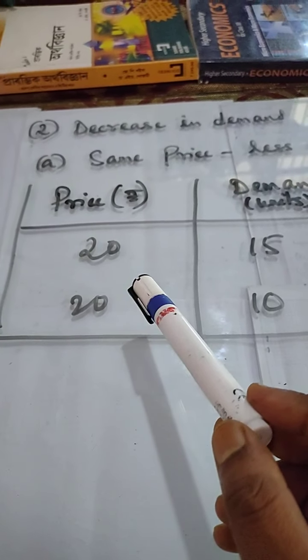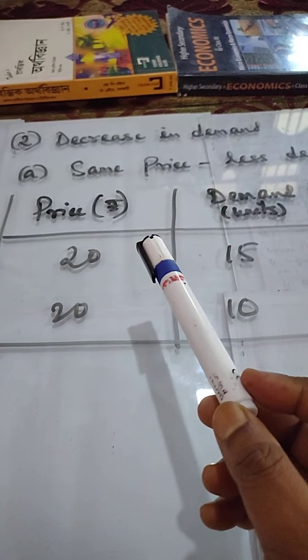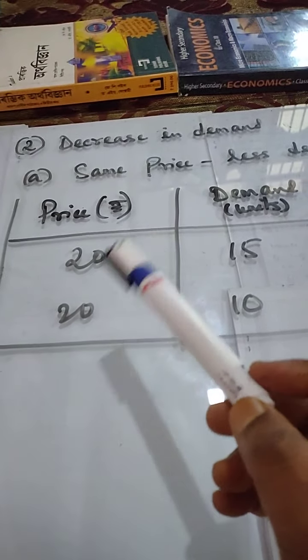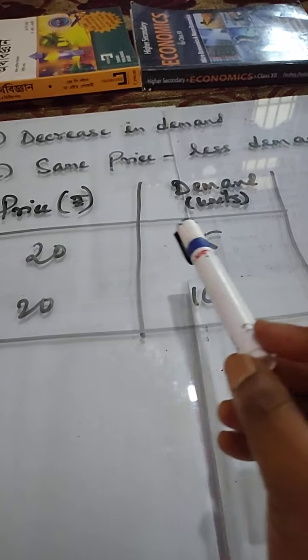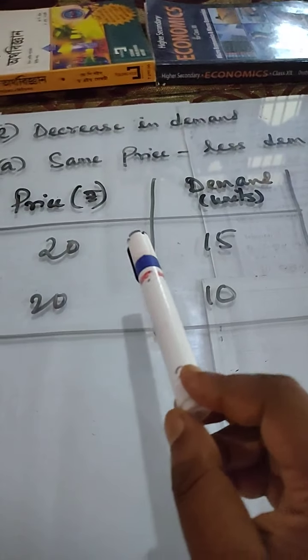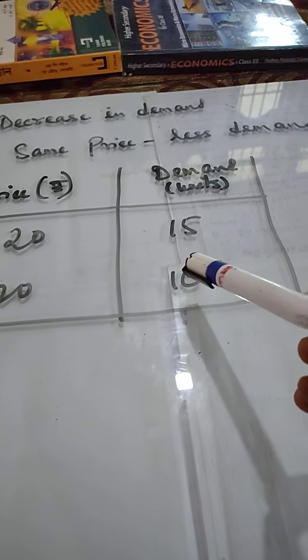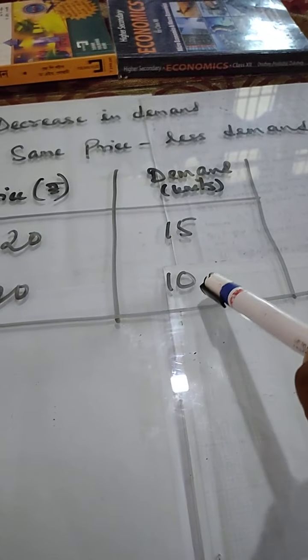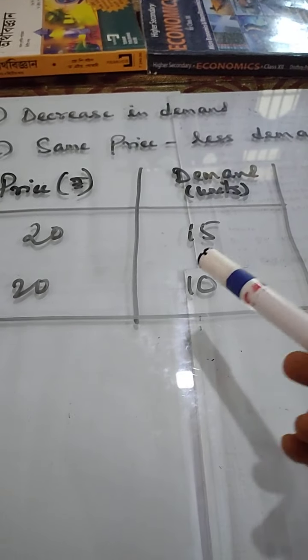Now we consider the table. The headline is same price, less demand. This is the first point we are going to discuss here under decrease in demand. Prices of the commodity are 20 and 20. So there is an unchanged price for the commodity, and demand at 20 rupees was 15, and at the same price situation there is a decrease in the demand for the commodity from 15 to 10. So there is a 5 units decline in the demand for the commodity, which we are going to consider as the decrease in demand.